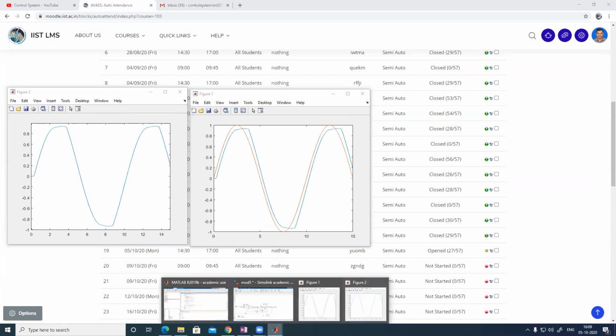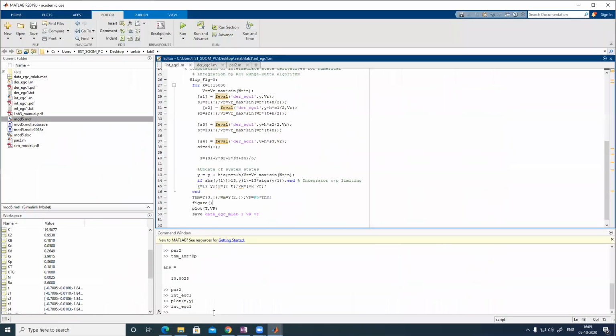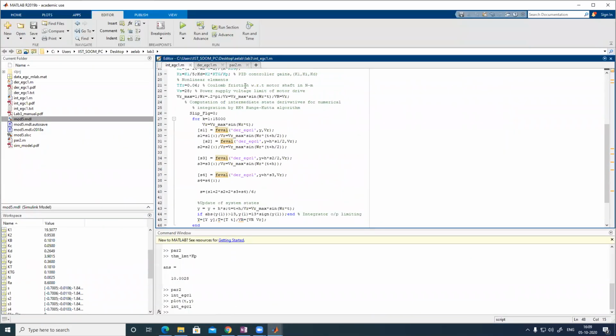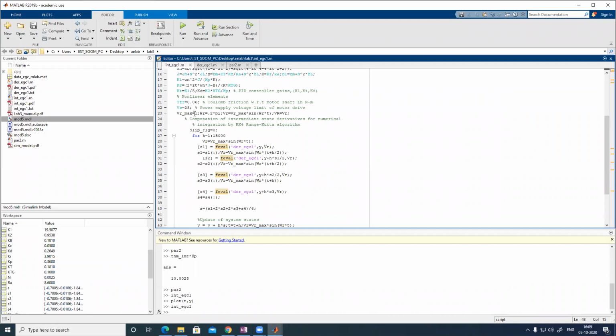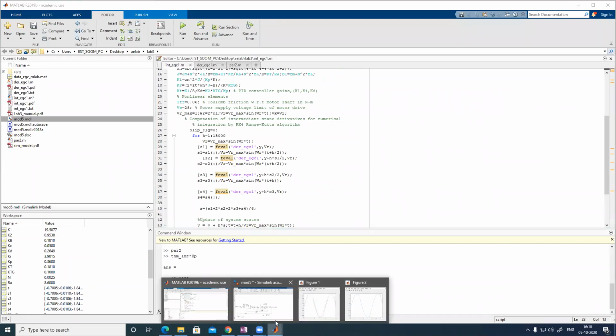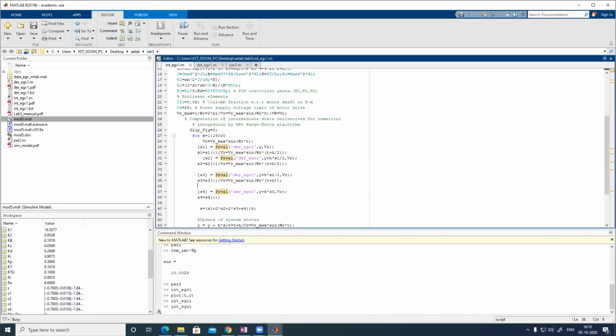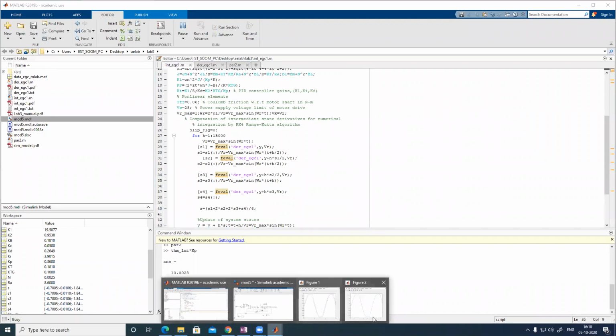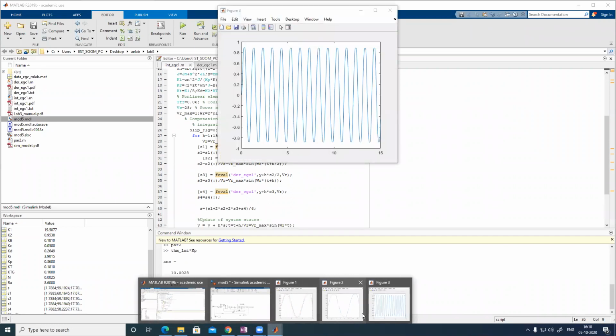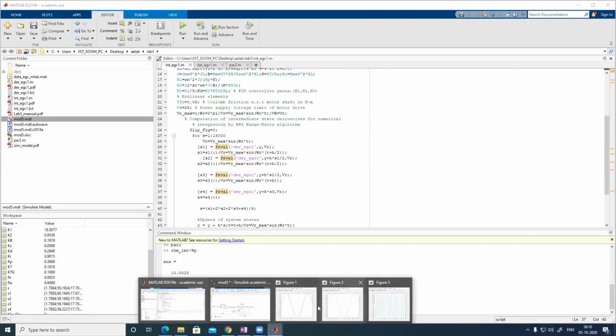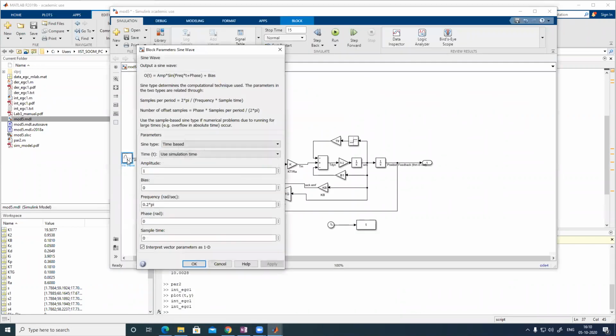Sir, your frequency is very less. Yeah, frequency is very less. VR is 1 and omega R is 0.2 pi. If I am taking 2 pi also, 2 pi, so for 2 pi I am getting this graph. Again I have to simulate it for 2 pi.